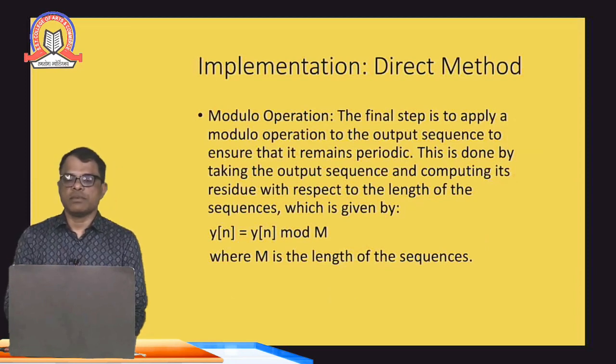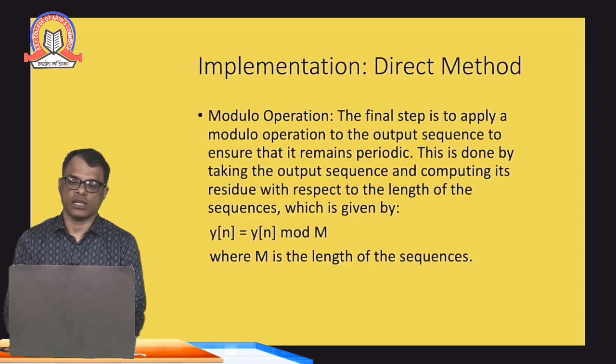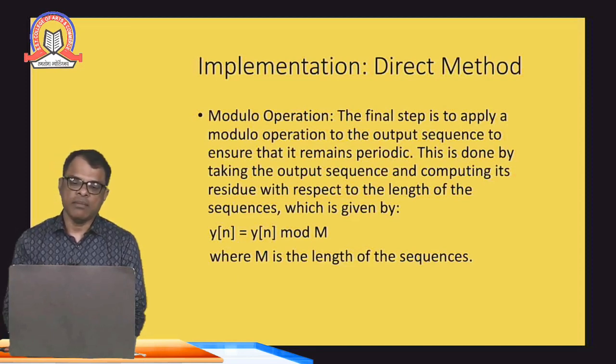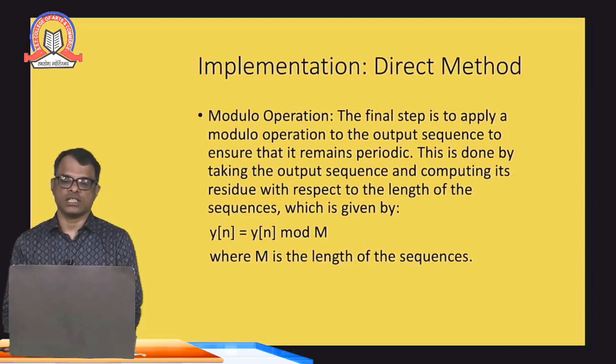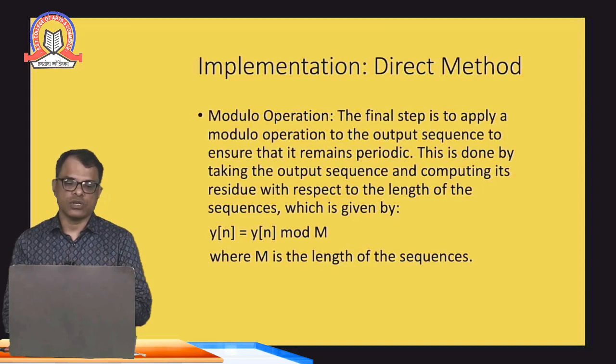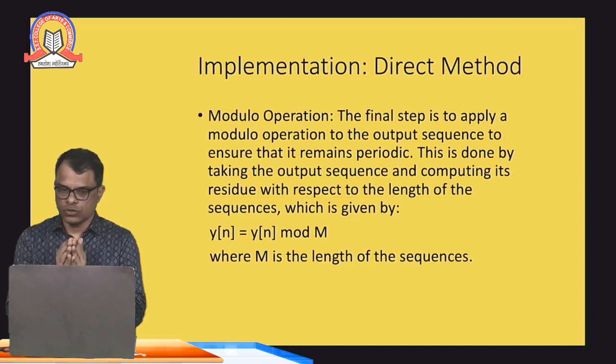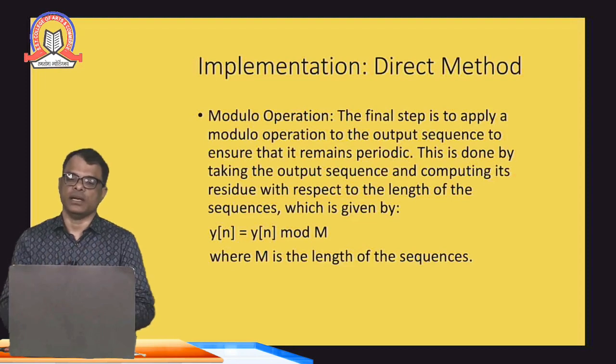Then the third step is the modulo operation. The final step is to apply a modulo operation to the output sequence to ensure that it remains periodic. This is done by taking the output sequence and computing its residue with respect to the length of the sequence, which is given by y of n is equal to y of n mod M, where M is the length of the sequence. So using the length of the sequence, you have to find the mod of the actual signal, and that you can use to produce the output sequence for the remaining period.